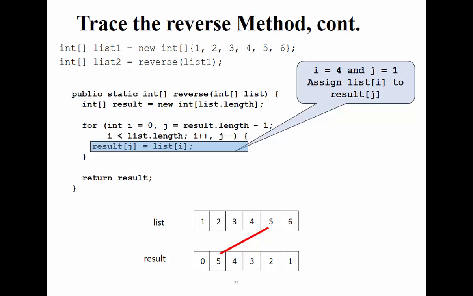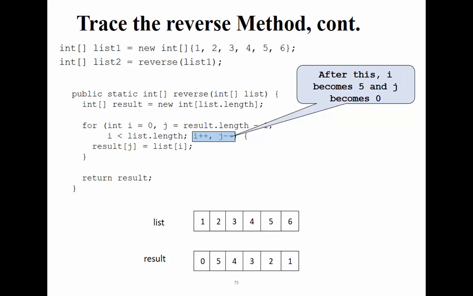You increment i and you decrement j, but after the iteration. So the iteration is saying result of j, where j is equal to 1, will be equal to list of i. In this case i is 4: 0, 1, 2, 3, 4. So 4 will be stored here.